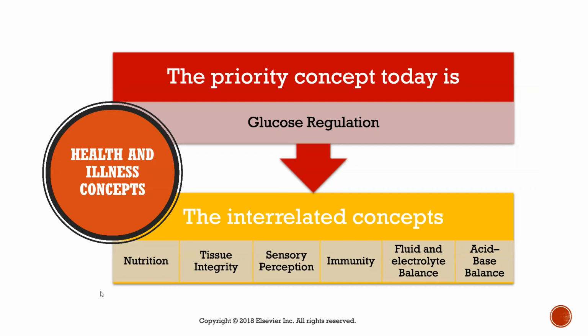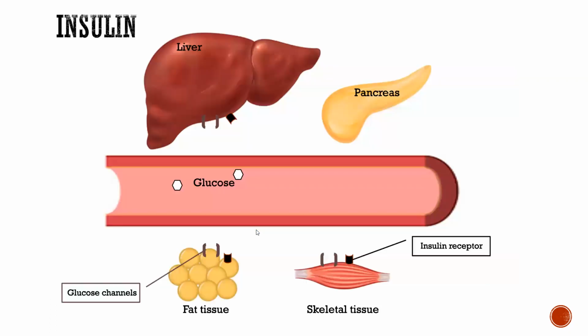And real brief, as you can see, these are your interrelated concepts, and they're important to know because a lot of these things impact our patients with diabetes. Acid-base imbalances, you'll find we have fluid and electrolyte problems with osmolarity, they have immunity problems, sensory problems, tissue integrity, and then nutrition problems. So these are all interrelated concepts that you have to focus on.